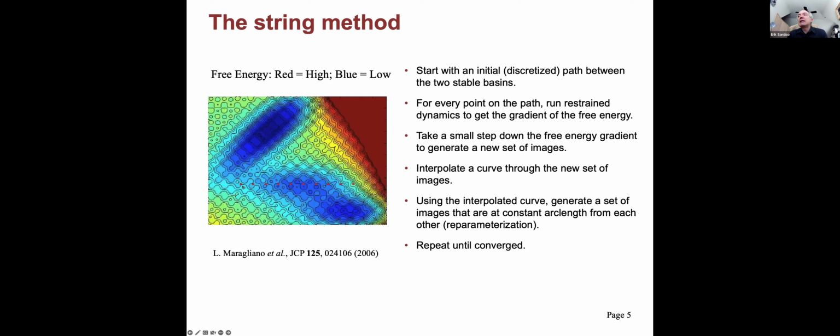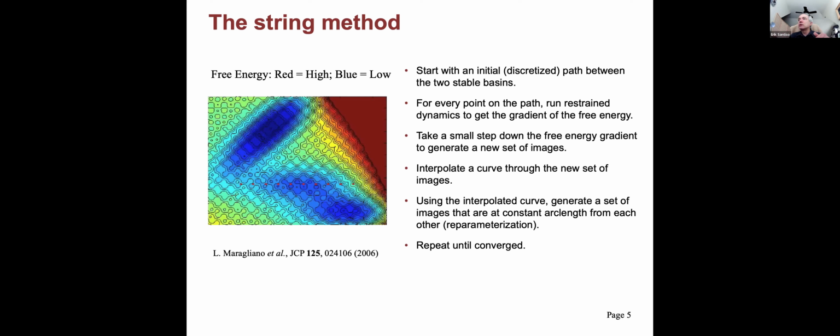Now, if we just iterated the process in this manner, what's going to happen is that the images are just going to collapse on the stable basins, and I'm going to learn nothing about the mechanism, right? So instead, we take little steps, and then we interpolate a line through the new images, and we redistribute them along that line in order to keep some of them in the middle. There are multiple ways you can do that. The one naive way is to keep them at constant distance from each other.